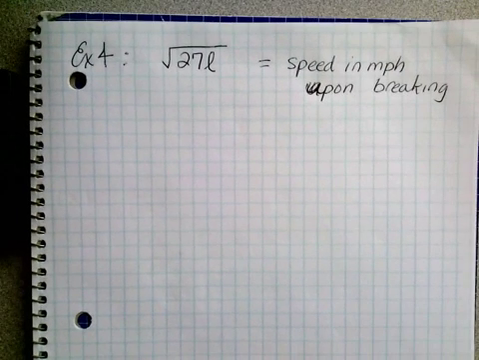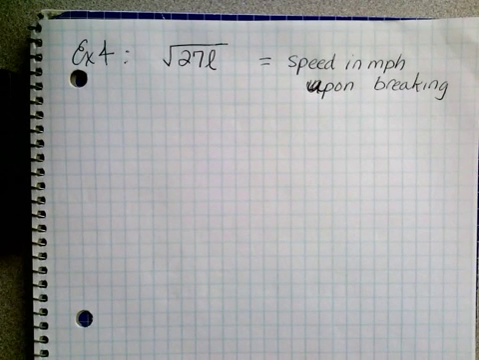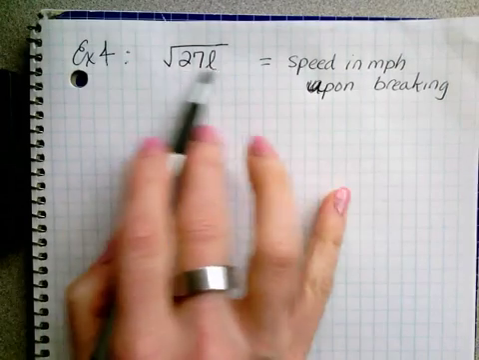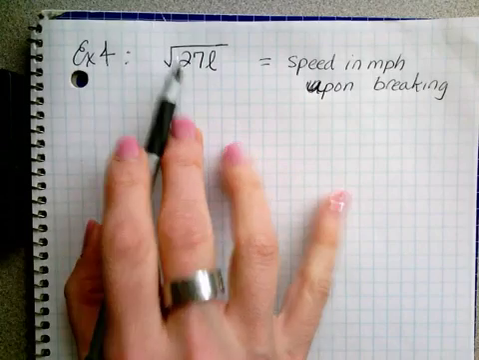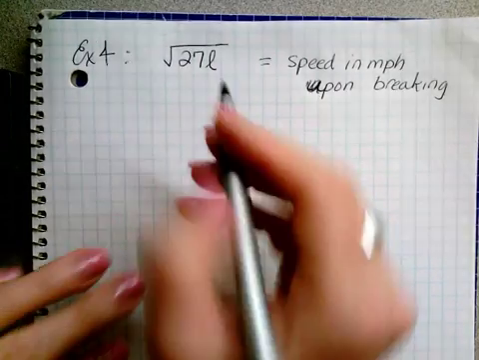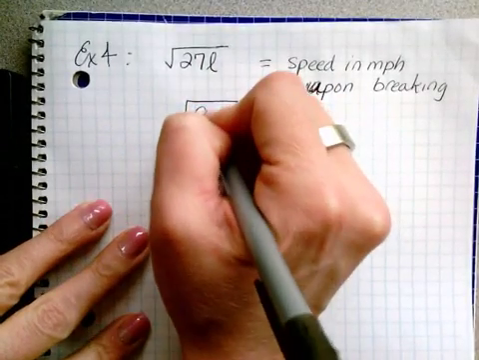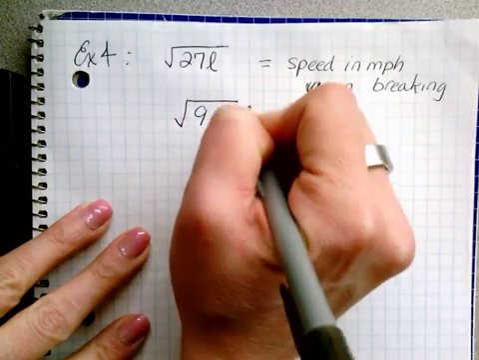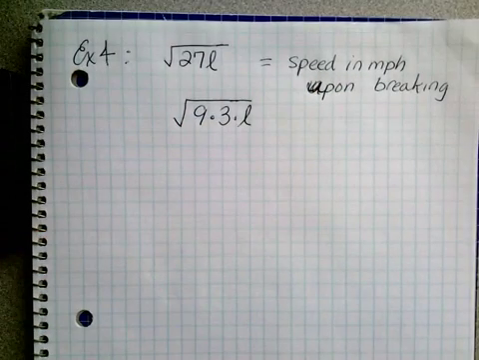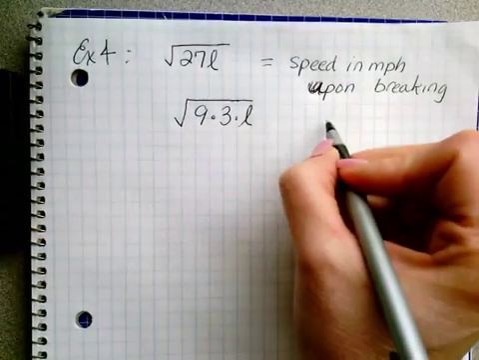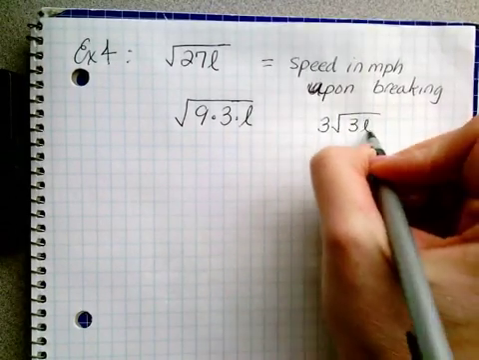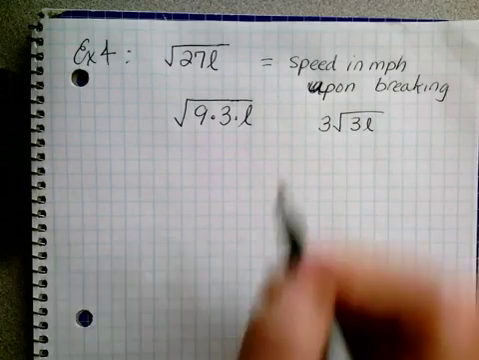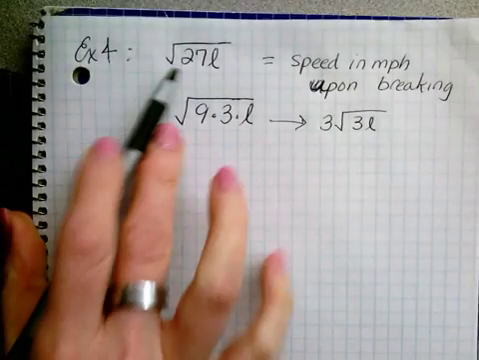So the police officer takes out his measuring tape and measures the length of the skid marks. By the way, let's simplify this. 9 times 3 times L. Is there a perfect square in that mess? I kind of did it on purpose. 3 radical 3L. This is the simplified version of this.